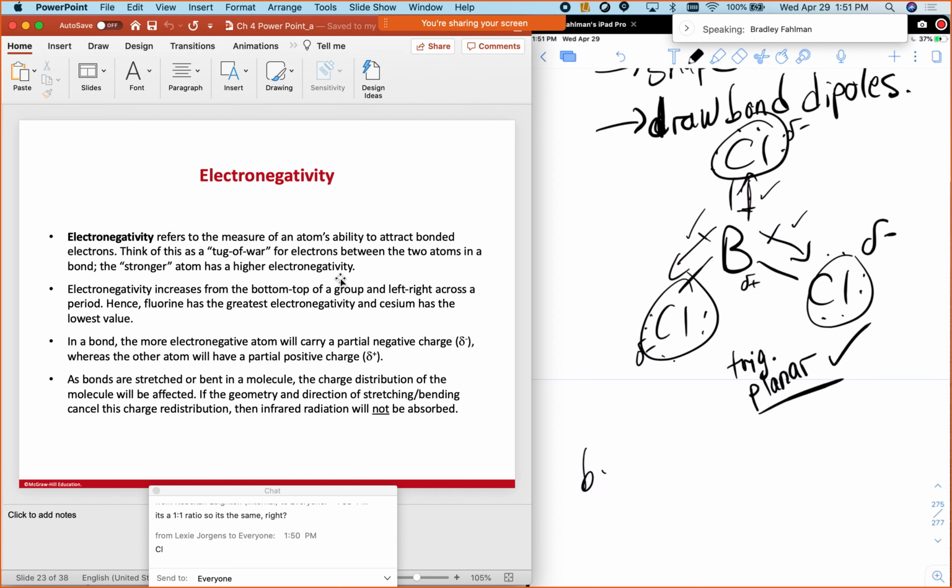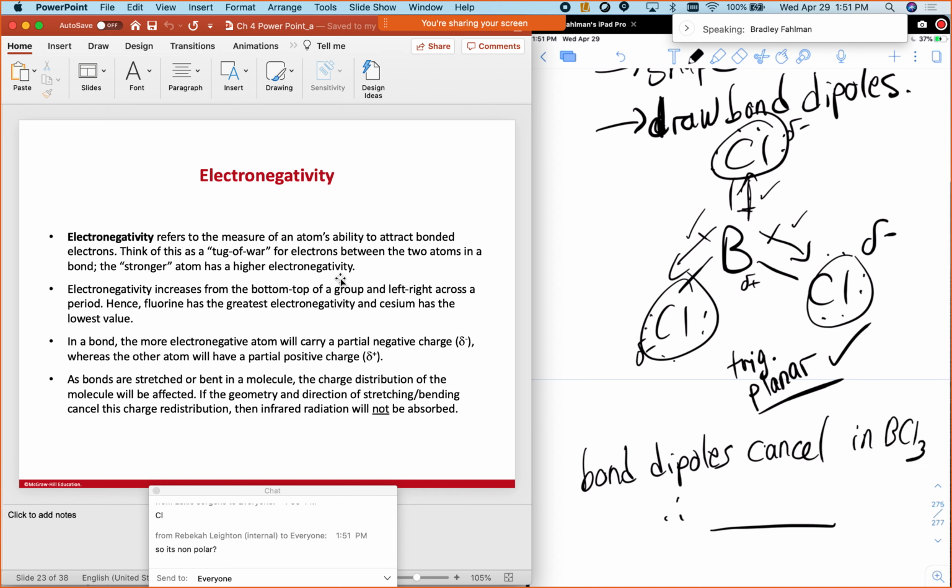So you would say that the bond dipoles cancel in BCl3. Therefore, what do you think? Polar or nonpolar? Yeah, somebody already read my mind. So it is nonpolar.